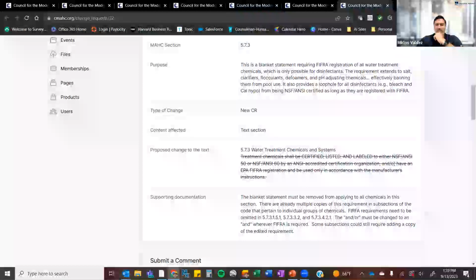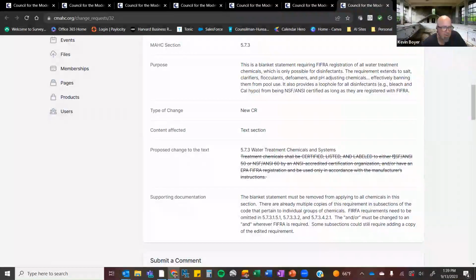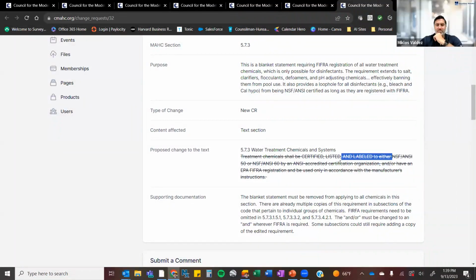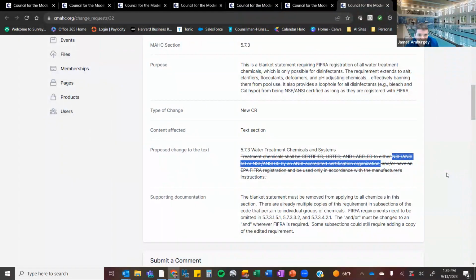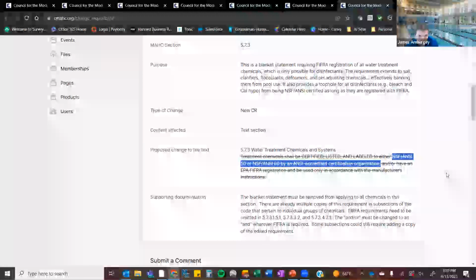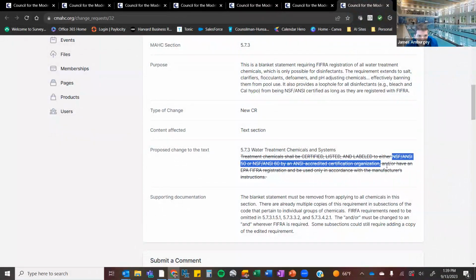Well, the language says "and or." Is it necessary to remove this language? Would those comply with NSF and the other standards? Yeah, if you read it carefully, it has to be all three with the "and," or it has to be FIFRA, which is not possible. So if you do the "and or," it requires FIFRA, which is not possible for anything but pesticides. It's one of those language things.